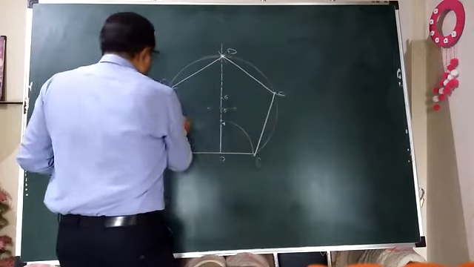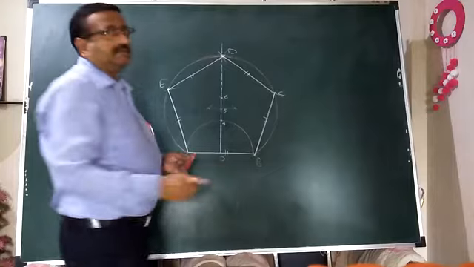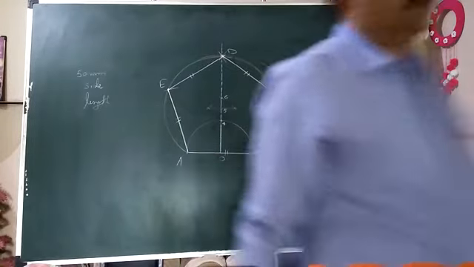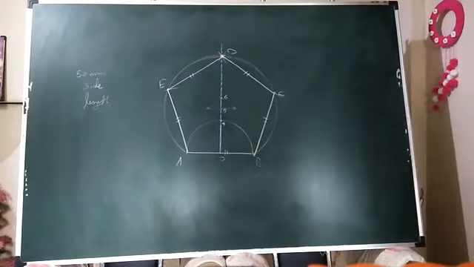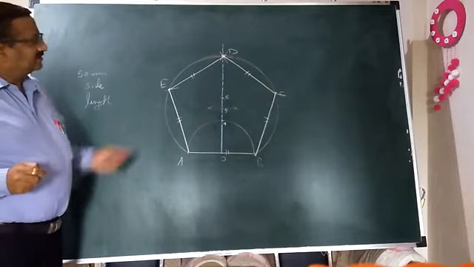All the 5 sides should be of the same length, as we are saying it is a regular pentagon. There should not be any side variation at all. Okay, so in this way the pentagon we have drawn is a regular pentagon.